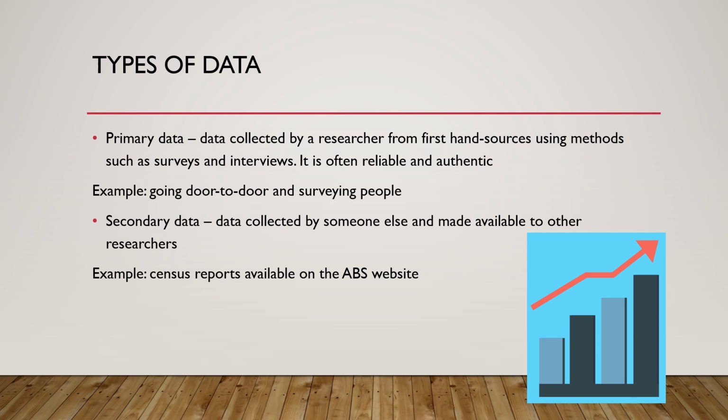So primary data is data directly collected by the researcher or by you. An example of that is if you're going door to door and surveying people on something. Secondary data is data that's been collected by somebody else and then made available to other researchers. So an example of this is if you go to the Australian Bureau of Statistics website, or the ABS, you can get census reports on there. Secondary data to you because it's been collected by another organisation or by somebody else.